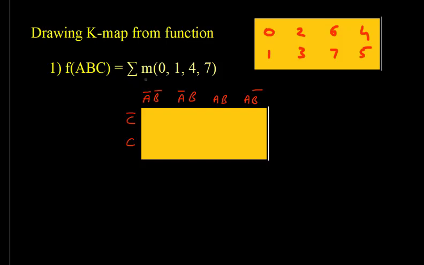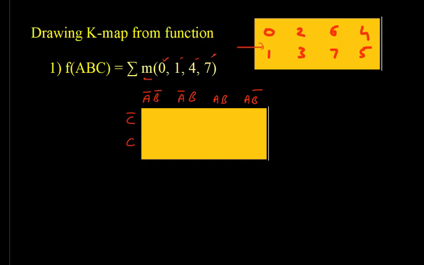So this sigma small m shows that this is a SOP K-map. It should represent a SOP K-map, and whatever we are given, 0 1 4 7, they represent output as 1, and we can see here these are the cell numbers. So wherever 0 comes, we have to insert 1.